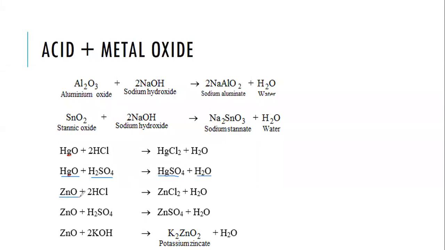And the other one is zinc oxide. As you can see, that's a metal oxide, and it goes into reaction with hydrochloric acid. What will be the products? I know that zinc is the metal, and zinc oxide is a metal oxide that goes into reaction with hydrochloric acid.